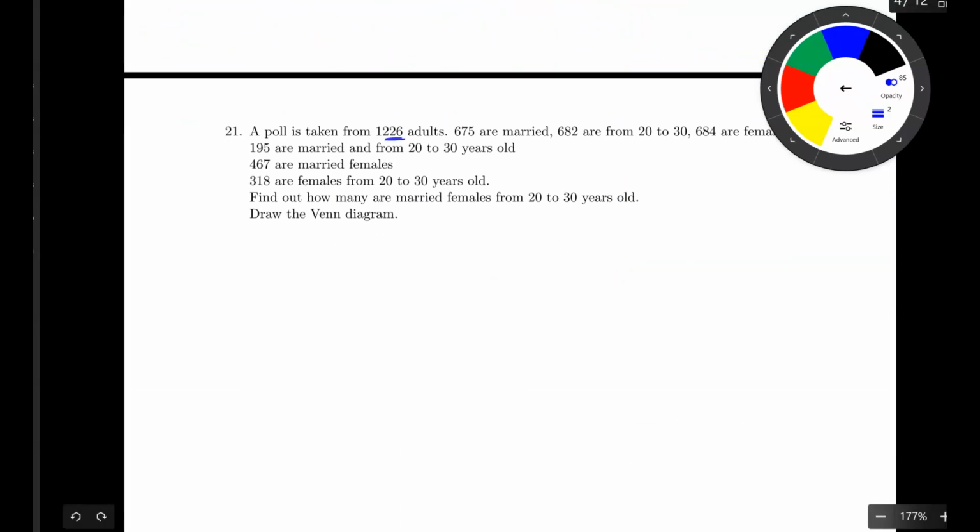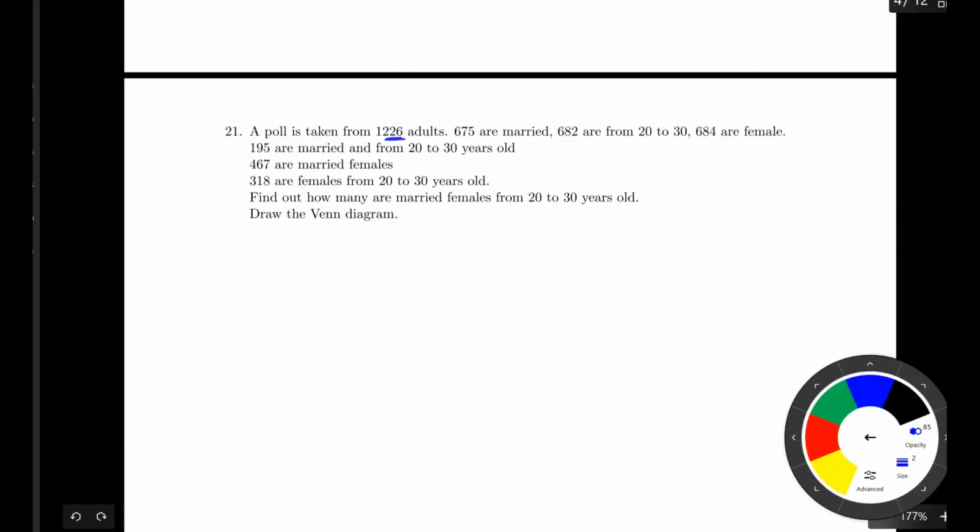All right, so this one here. So we've got a poll of this many adults. These are married, these are 20 to 30, these are female. Married, 20 to 30, female. Okay, 195 are married and 20 to 30, and these are married females, and here's females 20 to 30. Okay, so here we go.